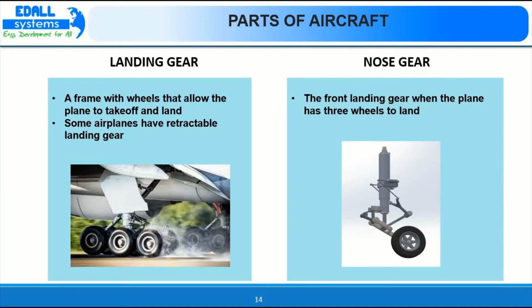Then we have next part that is nose gear, the front landing gear when the plane has three wheels to land. So nose landing gear is the front landing gear. So when an aircraft is landing, we can see that first the back landing gears will be landed on the ground and then the entire weight of the aircraft will be stressed to the nose landing gear. So nose landing gear is one of the important components when an aircraft is landing.